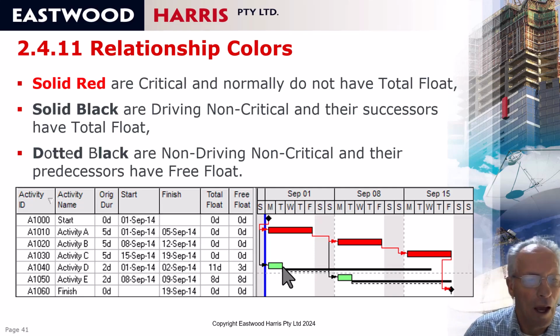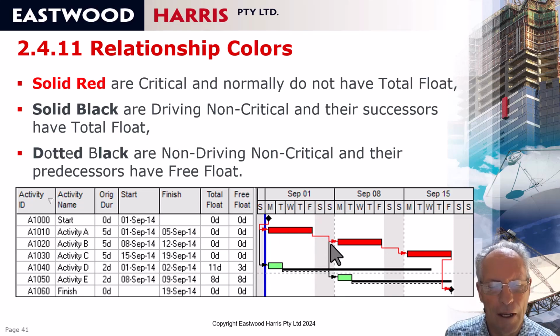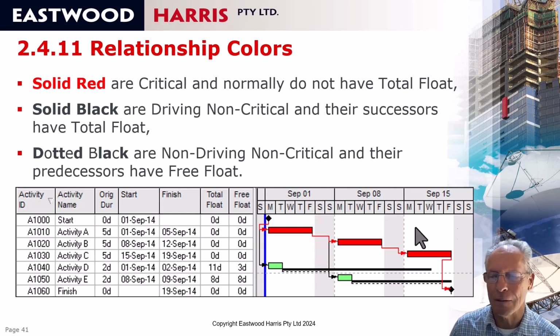So you see that unlike Microsoft Project, where Microsoft Project adopts the color of the relationship from the predecessor activity, in P6 the colors mean either they're critical or they're driving non-critical or non-driving non-critical. Also, when you select an activity, the relationship goes blue and you can edit it or delete it.